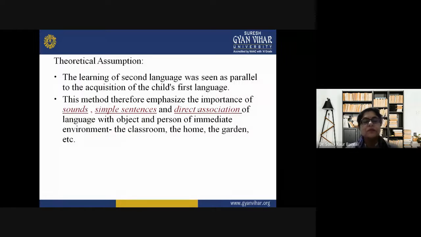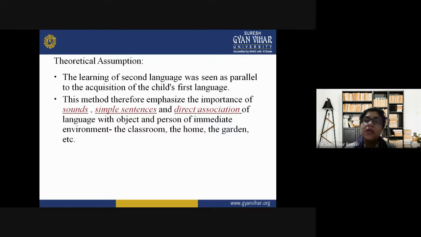Okay. Then secondly, the learning of a second language was seen as parallel to the acquisition of a child's first language. This method emphasizes the importance of sound, simple sentences, and direct association of language with objects and persons of the immediate environment: the classroom, the home, the garden, etc. Whatever the child is listening to, the child is actually adapting that in his learning behavior. So the assumption was that whatever is the child's first language, the child becomes more familiar with that.